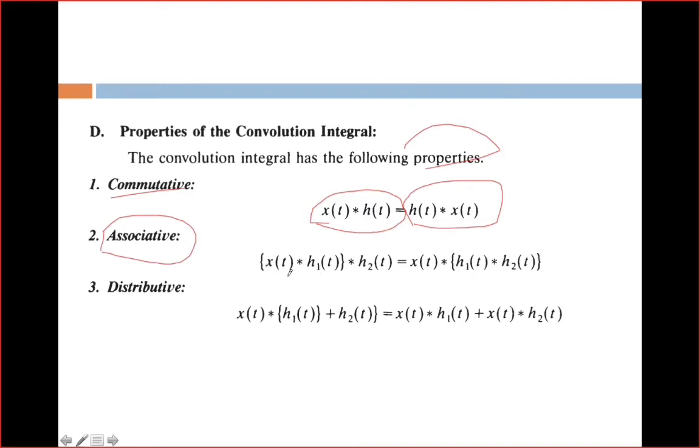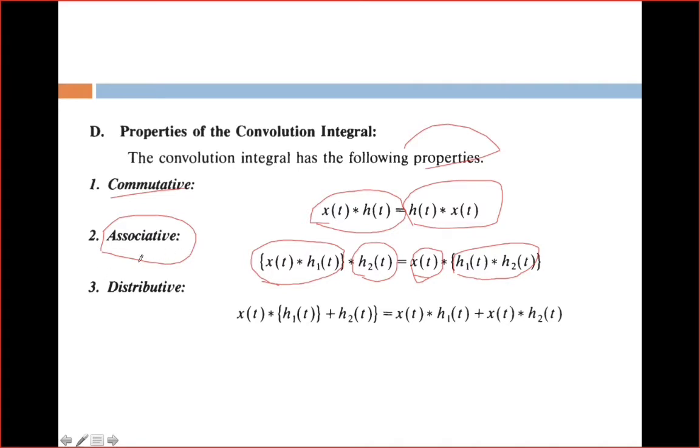The associative property says that the convolution of x of t with h1 of t, convolved with h2 of t, is equal to, you can directly convolve h1 of t and h2 of t independently, keeping x of t outside, and after that take the convolution of x of t and the resultant one. These two are the same. This is called the associative property.